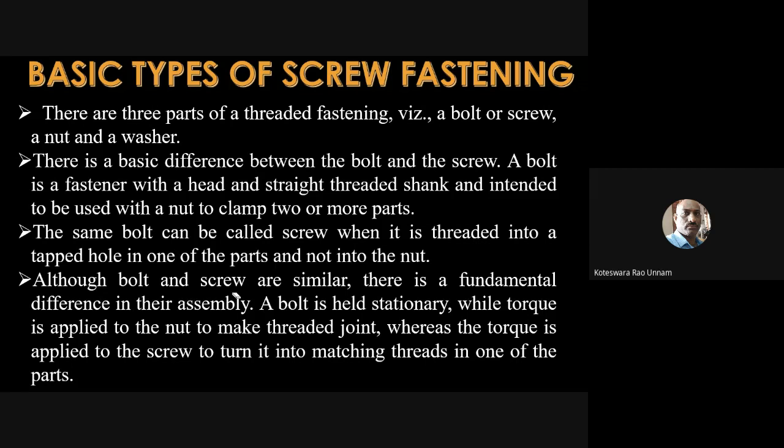Although bolts and screws are similar, there is a functional difference in their assembly. What is that functional difference? The bolt is held stationary while the torque is applied to the nut to make the threaded joint. This I already told you. If you want to tighten the joint, we won't apply any load or torque to the bolt. We'll apply it to the nut only.